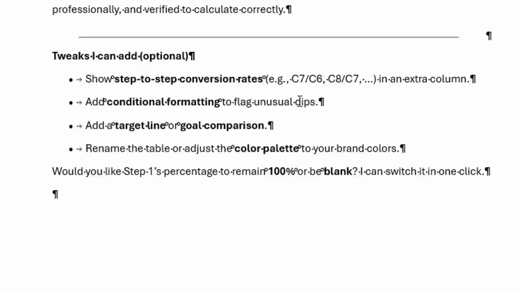That's a great step. Add a target line or a goal comparison. Rename the table or change the color palette. And then if you want step 1's percentages to remain 100% or be blank, I can switch it in one click. Like, all of these suggestions are really good suggestions. I like to say that this is like you have a new intern and you're explaining to the intern what to do, and the intern does it and then comes back with ideas of how to make your idea even better.